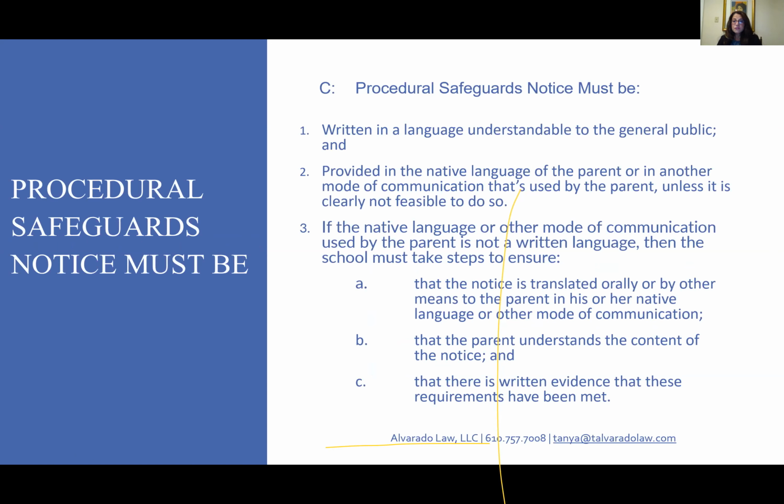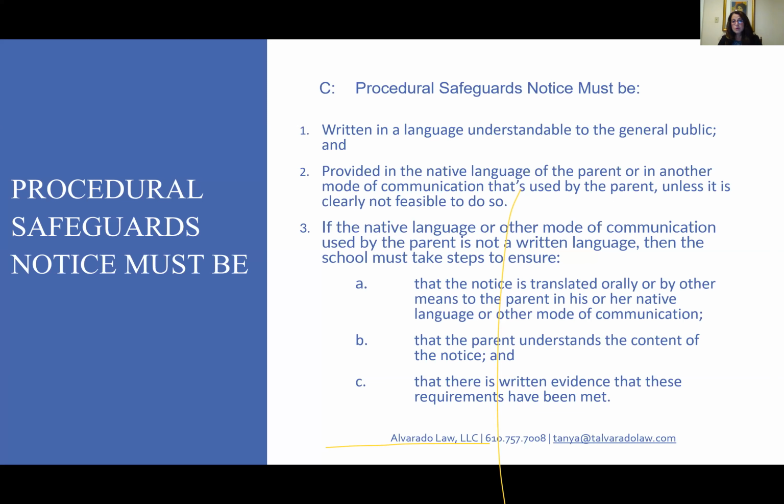The procedural safeguards have to be written in a language that's understandable to the general public. Well, we can't check off that box ever. I think it's going to be very difficult. Hopefully you can check it off a little bit after this presentation. It's supposed to be provided in the parent's native language. So if your language is other than English, the Pennsylvania Department of Education has procedural safeguards notices in different languages. They are translated. If the school district is not giving you a copy in your native language, ask them for it.